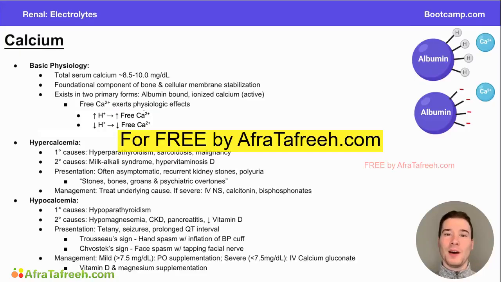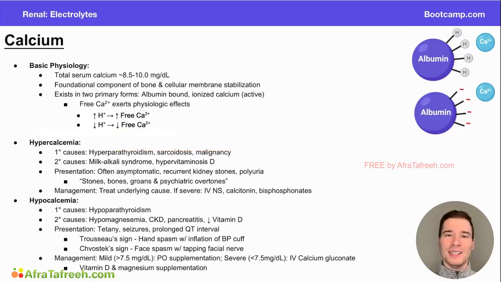All right, next we're going to talk about another very important electrolyte, which is calcium. So calcium is very abundant in the body. Drink your milk and then you'll have strong bones and stuff. And certainly that's where a large portion of our calcium is. It's a foundational component of our bone, but it's also important for other things such as cellular membrane stabilization, in addition to various physiologic reactions throughout the body.